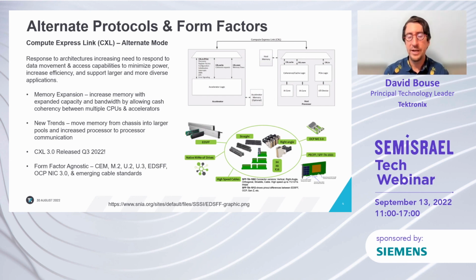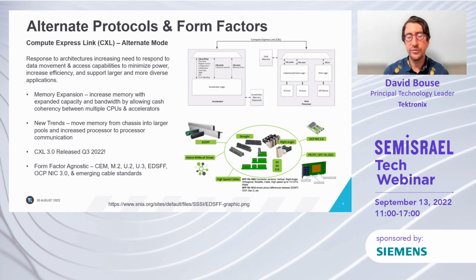that's more tailored to the types of applications we see running in the data center today. And this is really a response to those architectural needs to very quickly move data across the compute network, increase efficiency, focus on power, and support larger and more diverse applications in that space. And it really provides a memory expansion. So, it is a cache coherent memory protocol that allows that memory to be accessed by multiple CPUs and accelerators.